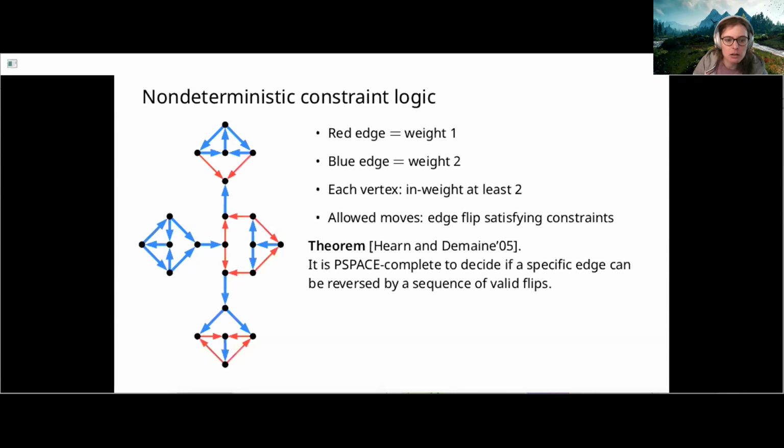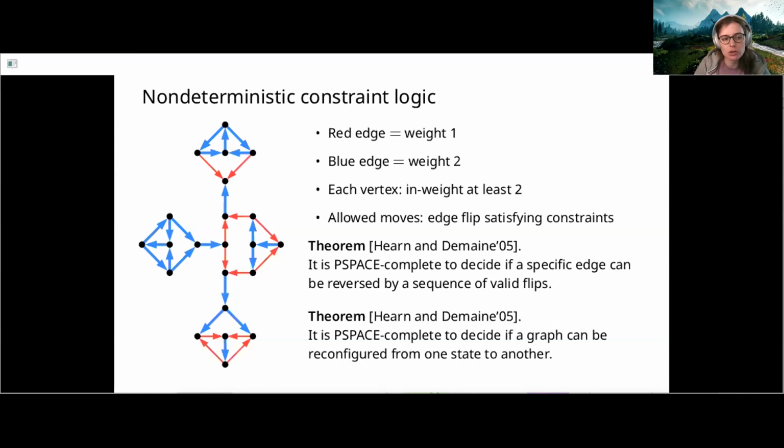And this is proven to be PSPACE complete. Also, another version is to say if we have a starting state of the graph where the state is just the direction of each edge, can it be reconfigured into another state with such valid edge flips? Okay. So now this framework is surprisingly useful when trying to prove hardness of various puzzles, and especially puzzles that involve moving blocks. So let's see how it's done.